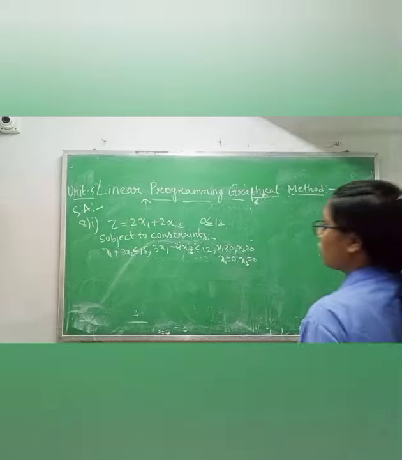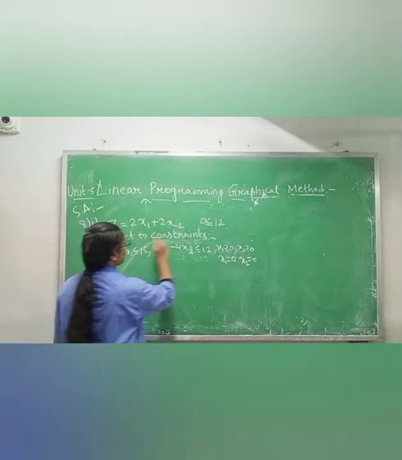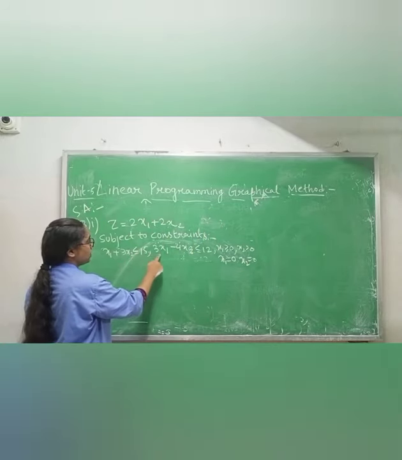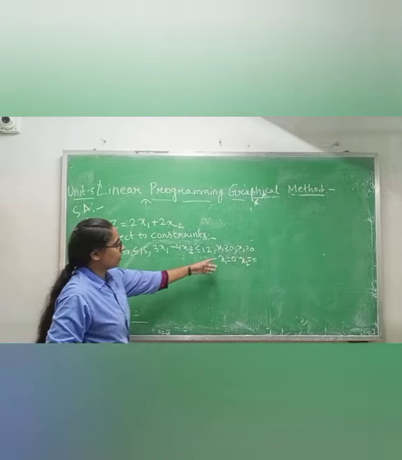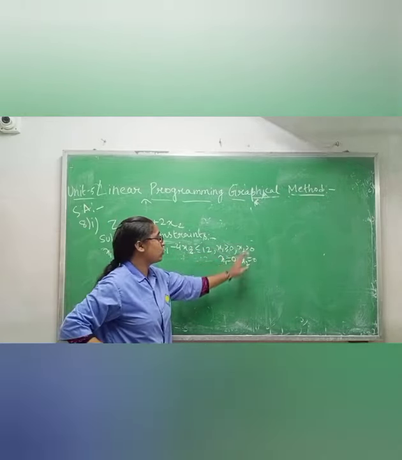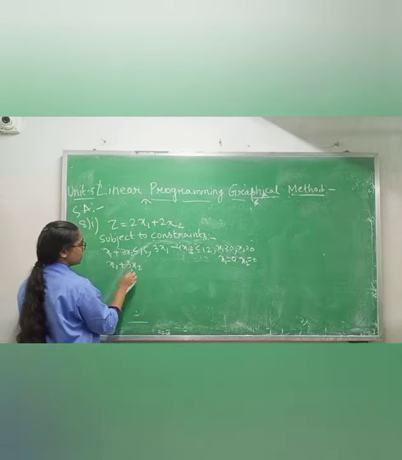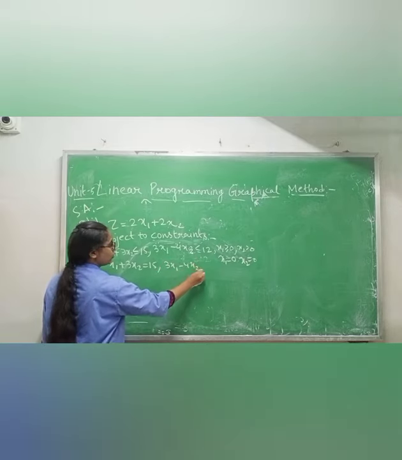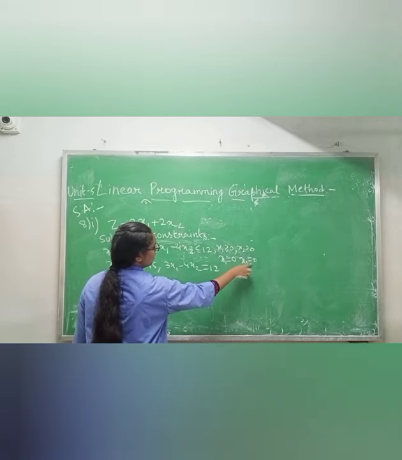Now class 12, see question number 8.1, that is given: maximize 2x1 plus 2x2, subject to constraints x1 plus 3x2 is less than or equal to 15, 3x1 minus 4x2 is less than or equal to 12, x1 is greater than or equal to 0 and x2 is greater than or equal to 0. Now we have to convert it to linear equations, so we will give the equals to sign. So x1 plus 3x2 equals 15, and here 3x1 minus 4x2 equals 12, and x1 equals 0 and x2 equals 0.